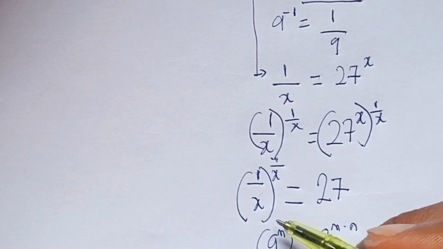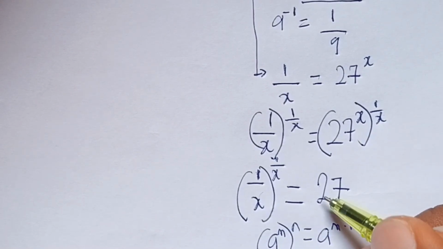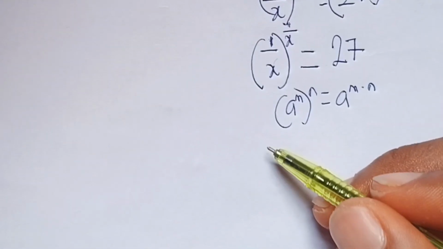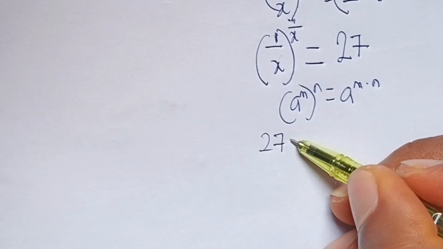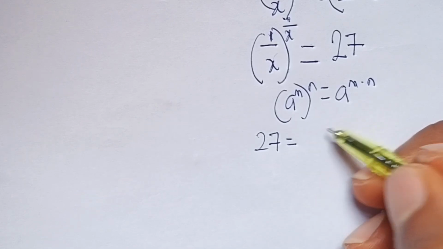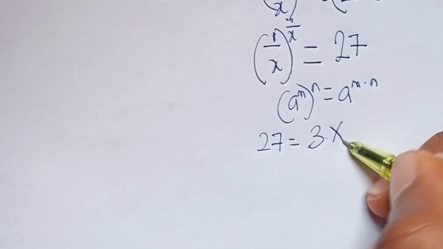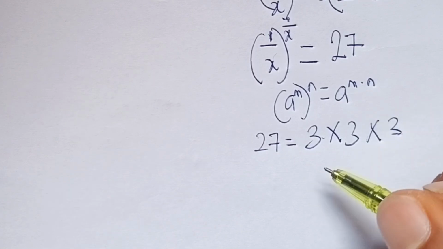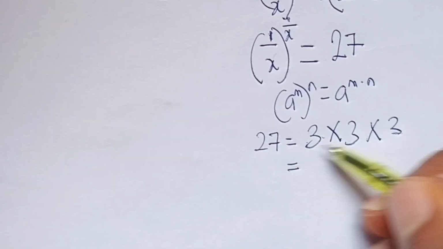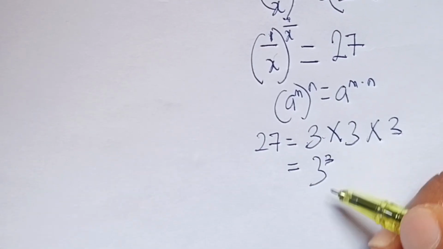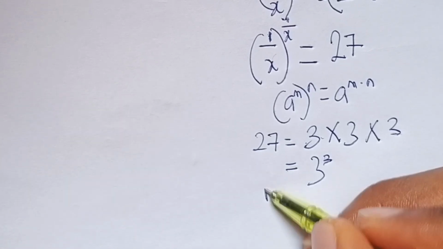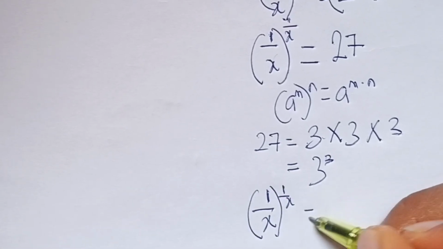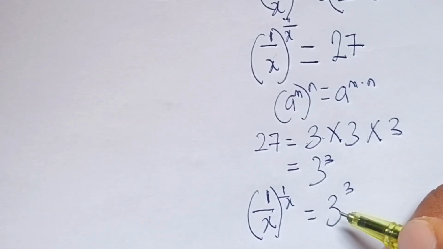Okay? Now, what we're simply going to do is I will just say, what are the multiples of 27? 27 can be rewritten to be equal to 3 multiplied by 3 multiplied by 3. That's 27. Now, 3 multiplied by 3 multiplied by 3 is also 3 raised to power 3. Okay? Hence, I have that 1 over x raised to the power of 1 over x is equal to 3 raised to the power of 3.